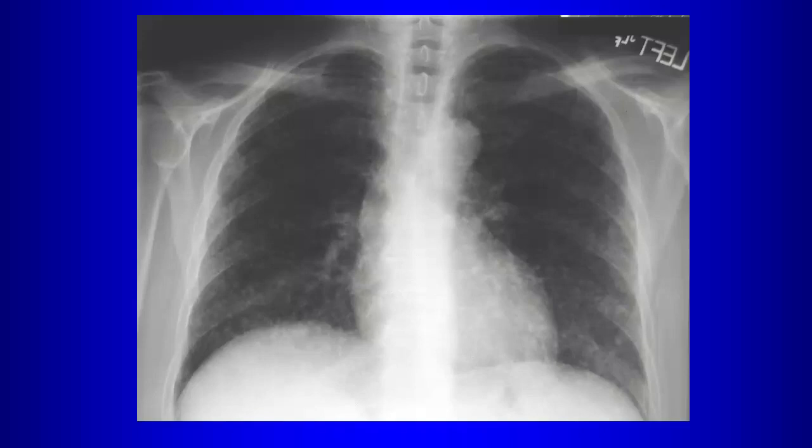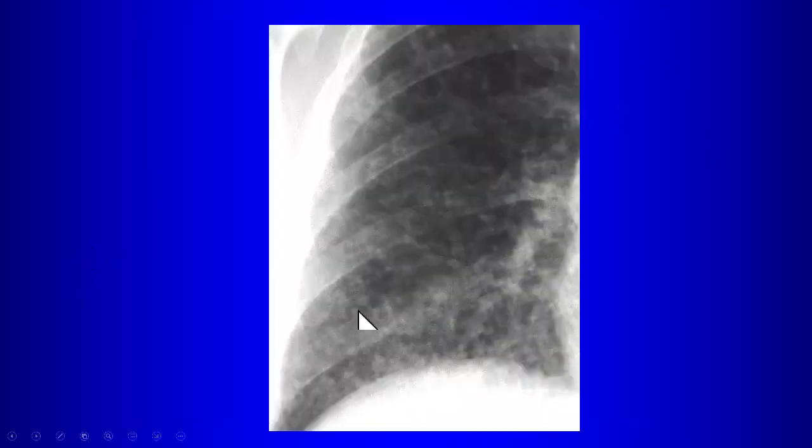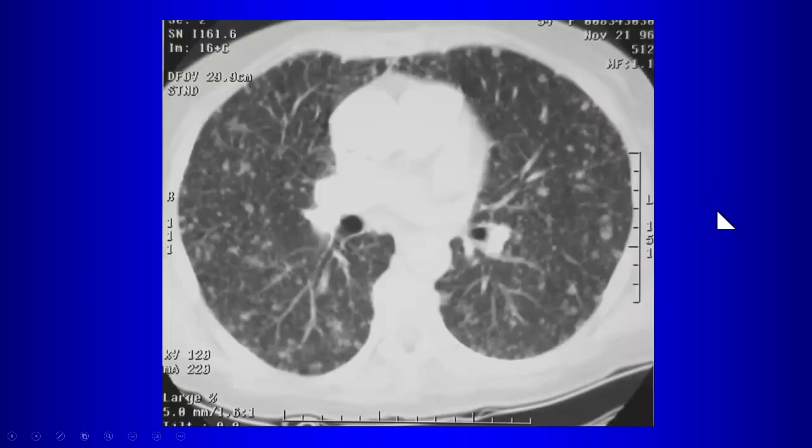What do we call this pattern? A diffuse micronodular pattern. The other term for that is miliary, right? So this is a miliary pattern. We have a diffuse micronodular pattern here within the chest. All these small nodules scattered throughout the chest, okay?